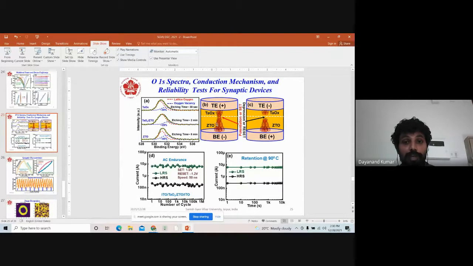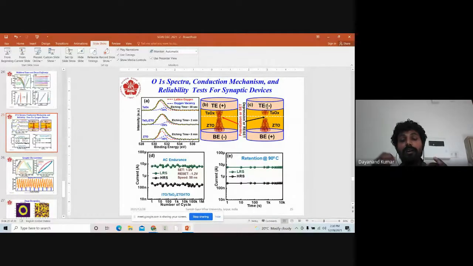Due to this, the interface vacancies are smaller. If vacancies are less, the filament will be thinner here. This is the set process, which means data is stored in the device when you apply positive voltage to the top electrode and negative voltage to the bottom electrode. So data is stored like this, and this filament is thinner due to the fewer oxygen vacancies at the interface.